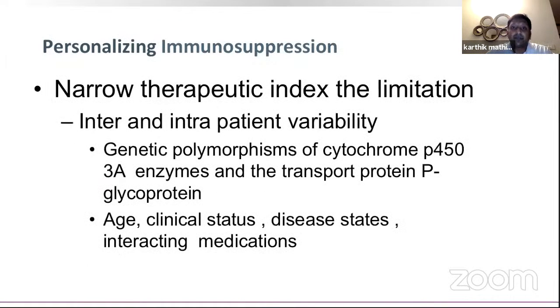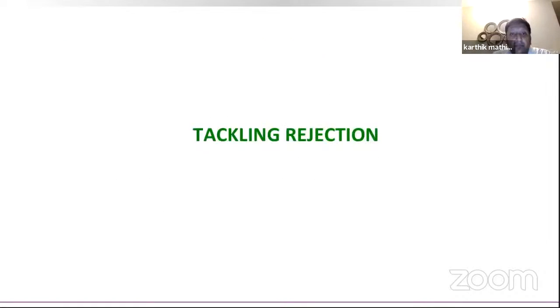And personalizing immunosuppression, narrow therapeutic index, is a limitation. Because some people, even with 1 mg of TAC, their trough level shoots to 20 or even 16 or 18. But on board, you will see only 1 mg twice a day. This is because of the genetic polymorphism which exists in every population. People do test the genetic polymorphism of the gene cytochrome P450 3A, because some patients will demand more TAC. And despite being on 4 mg twice a day, the TAC level will still be 6 or 7. So it depends upon the genetic polymorphism of the cytochrome.